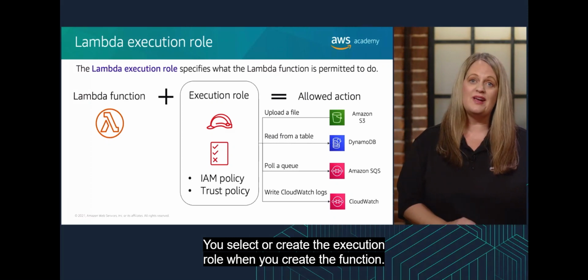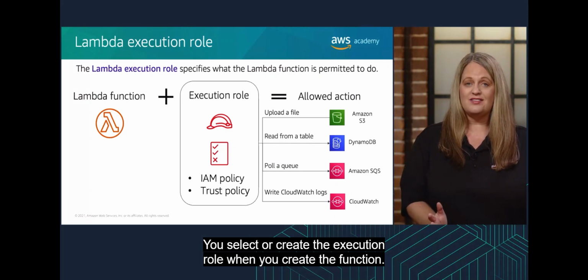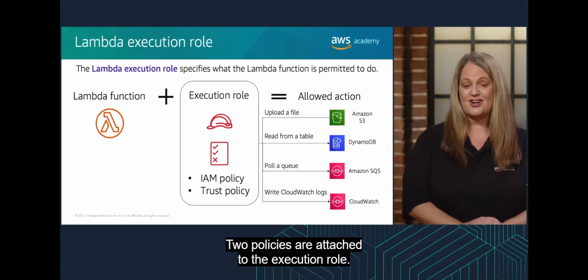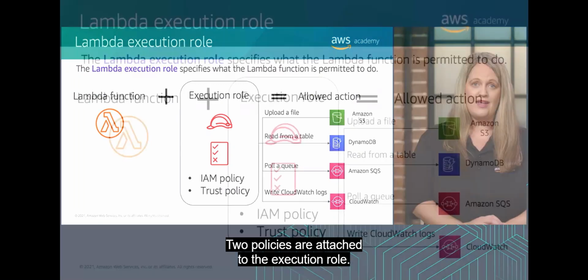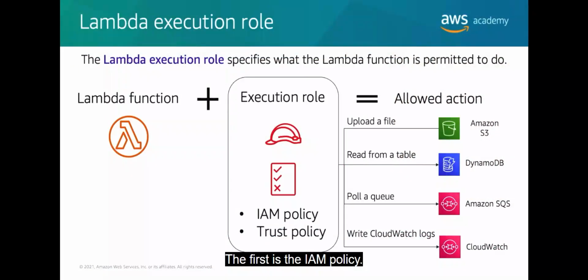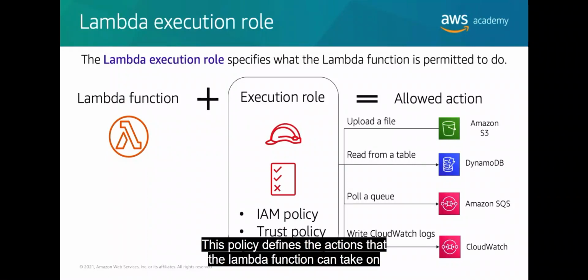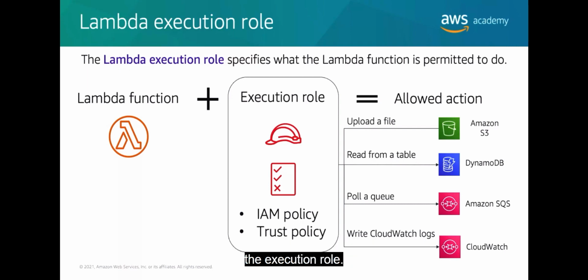You select or create the execution role when you create the function. Two policies are attached to the execution role. The first is the IAM policy. This policy defines the actions that the Lambda function can take on another AWS service or resource, such as writing to a DynamoDB table. The second is the trust policy, which allows the Lambda service to assume the execution role.